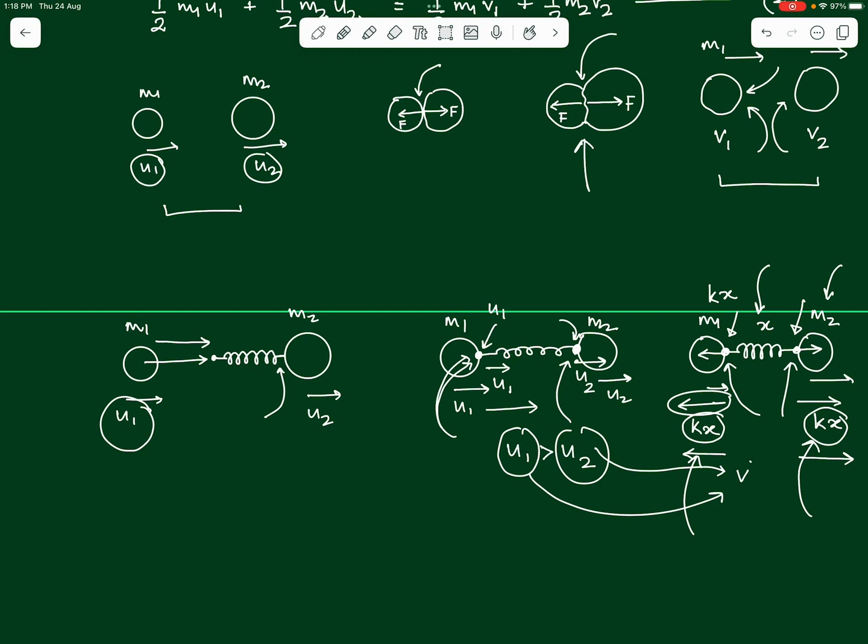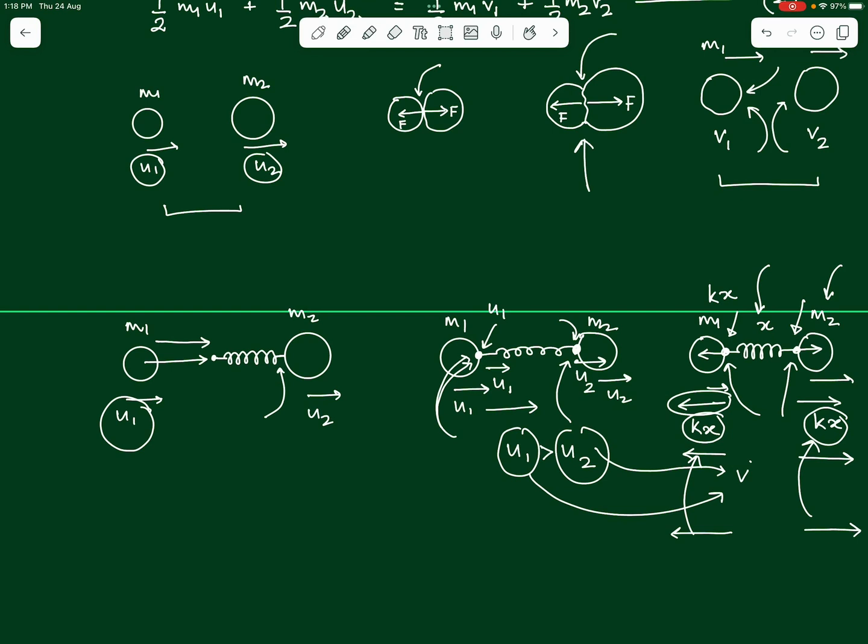The spring is still compressed, understand. The two forces kx are still acting on the bodies, and as a result m2 is further going to accelerate and m1 is further going to decelerate. So from the common velocity that they have acquired just now, as time proceeds, m2 will now move faster and faster, and m1 will further slow down.